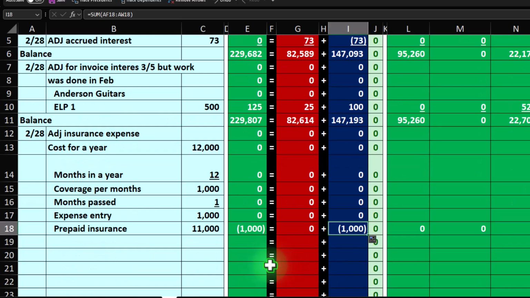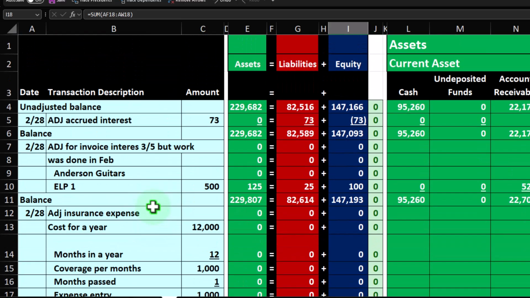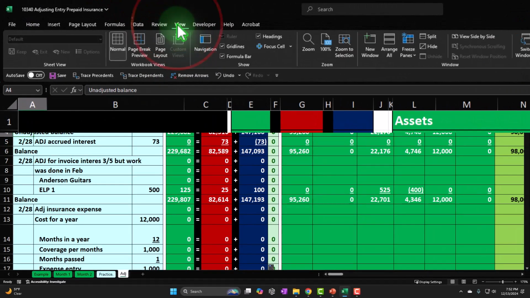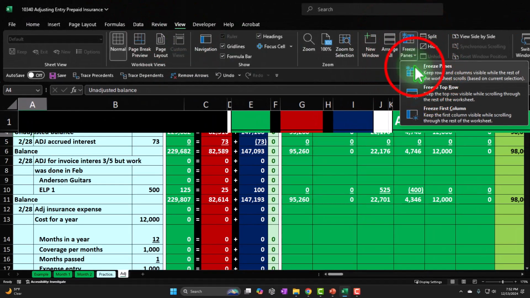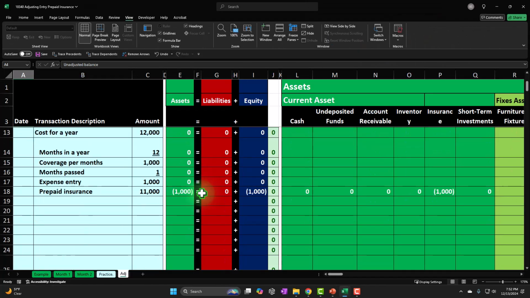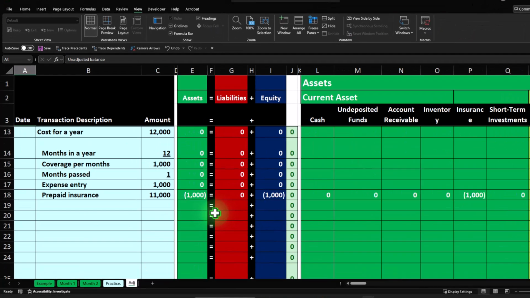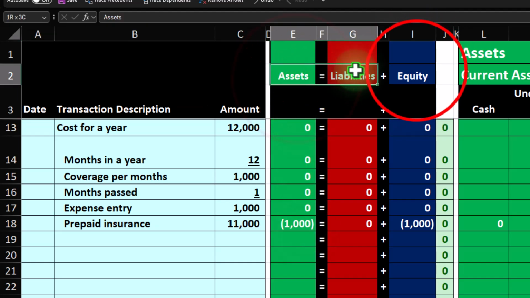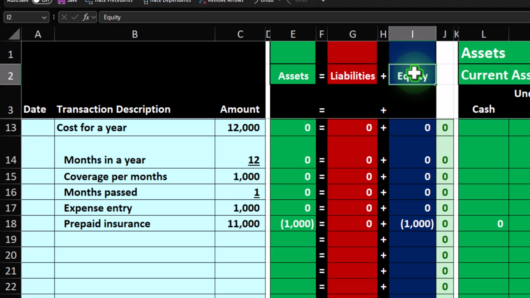Classic adjusting entry where the asset, let's scroll up, and I'm going to put my cursor here and do the View tab thing and freeze the panes so I can see that top bit. So now I can see, classic adjusting entry because there's a balance sheet component to it and an income statement component, meaning there's a timing difference that's happening with the adjusting entry.